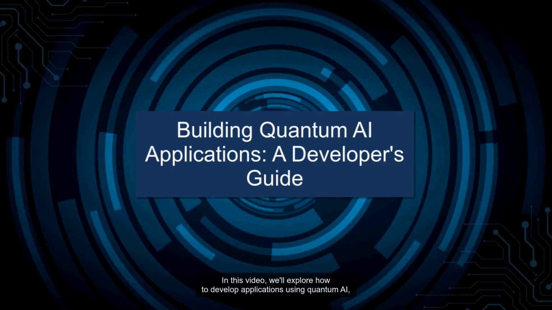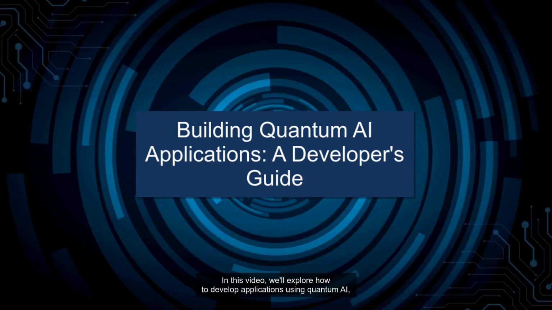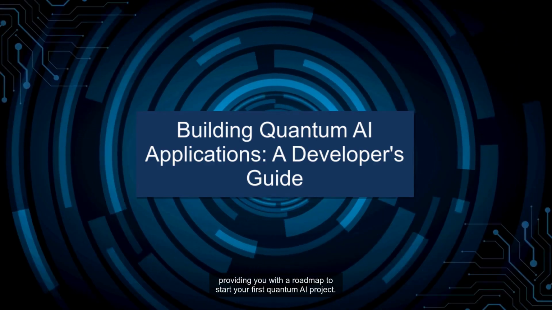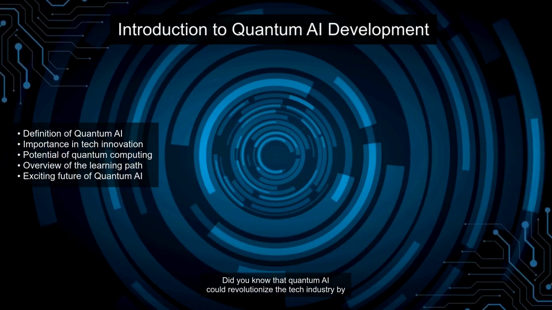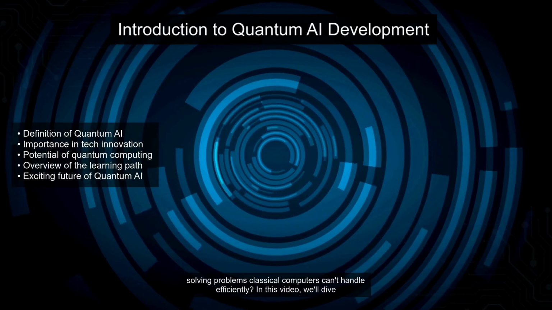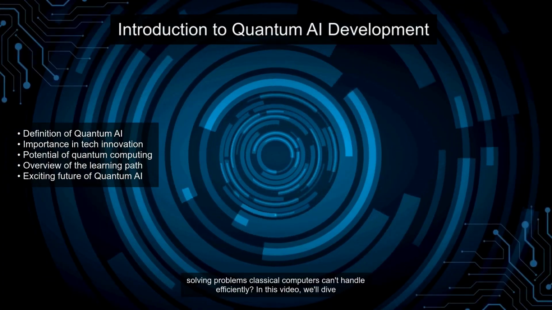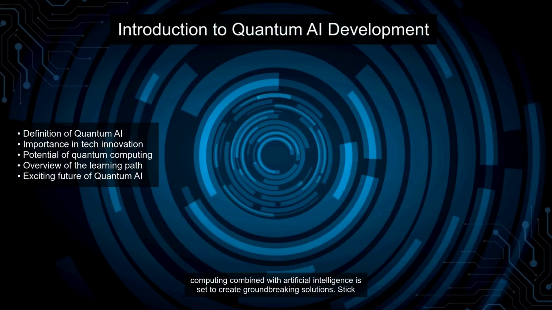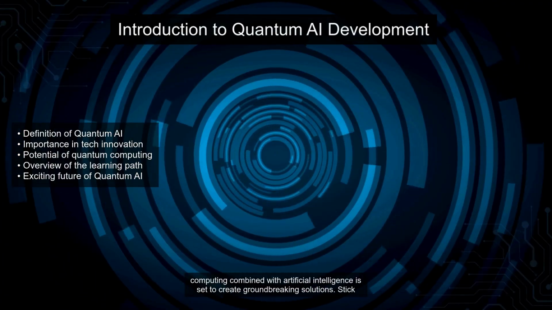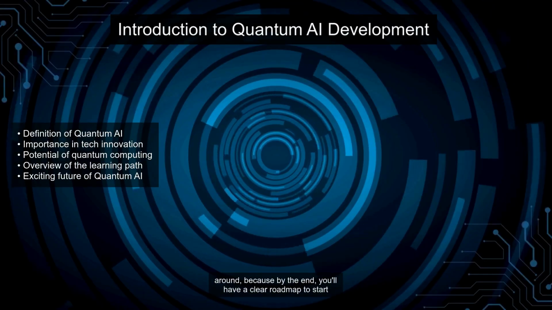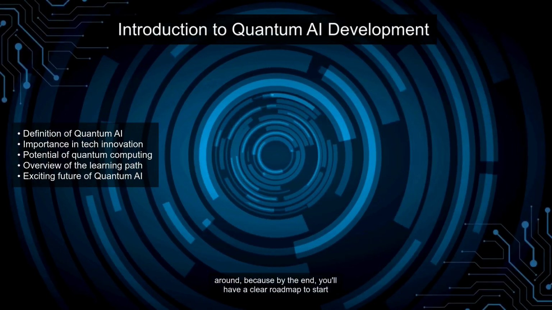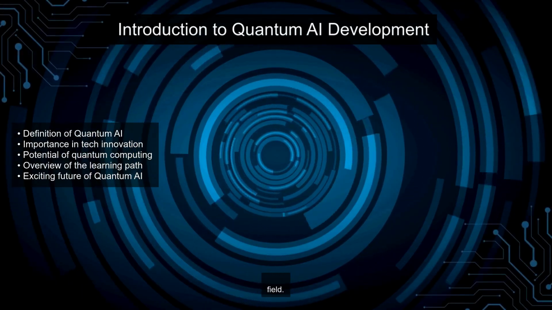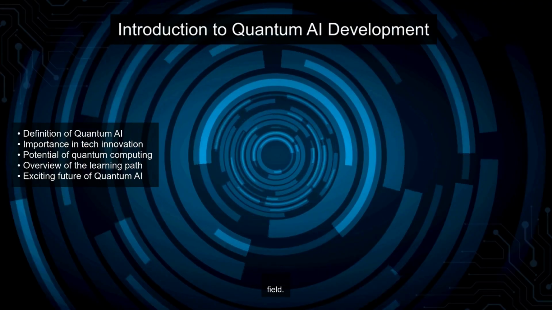In this video, we'll explore how to develop applications using quantum AI, providing you with a roadmap to start your first quantum AI project. Did you know that quantum AI could revolutionize the tech industry by solving problems classical computers can't handle efficiently? In this video, we'll dive into the fascinating world of quantum AI development. We'll explore how quantum computing combined with artificial intelligence is set to create groundbreaking solutions. Stick around, because by the end, you'll have a clear roadmap to start your own quantum AI project and become a pioneer in this exciting field.